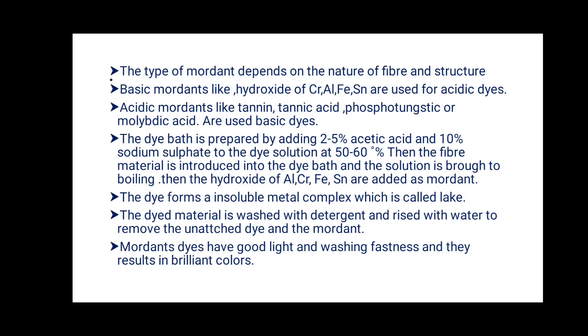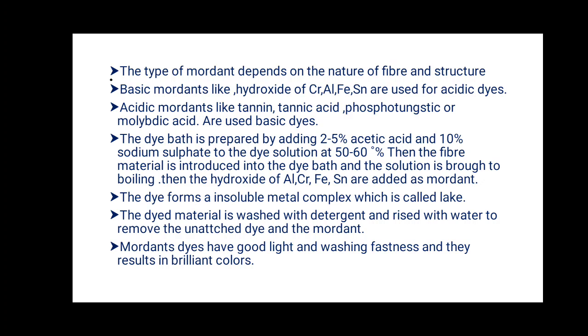Next, the type of mordant depends on the nature of the fiber and structure. Actually, a mordant is any organic or inorganic compound which helps form a complex with metal, and that helps increase the affinity between dye molecule and fiber molecule. Basic mordants like hydroxides of aluminum, chromium and ferrous are used for acidic dye. Acidic mordants like tannin, tannic acid, phosphotungstic or molybdic acid are used for basic dye.